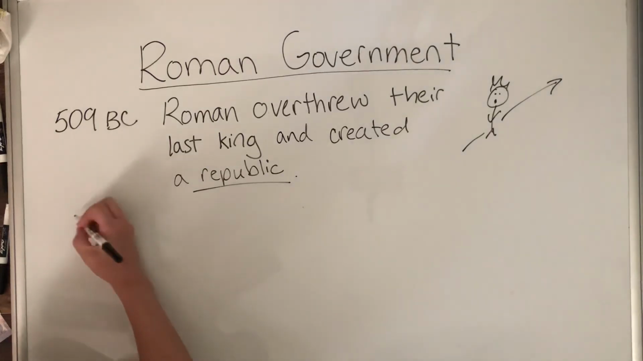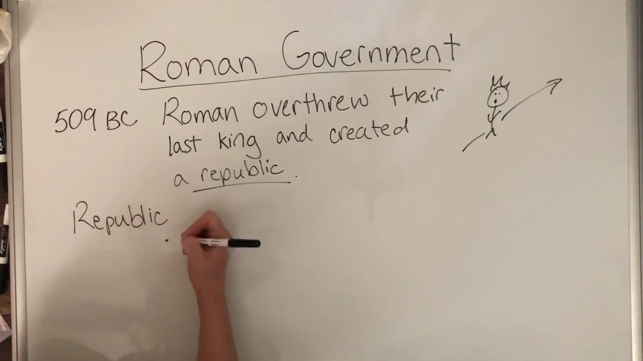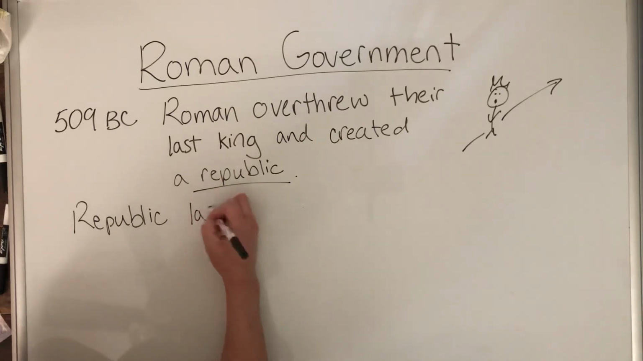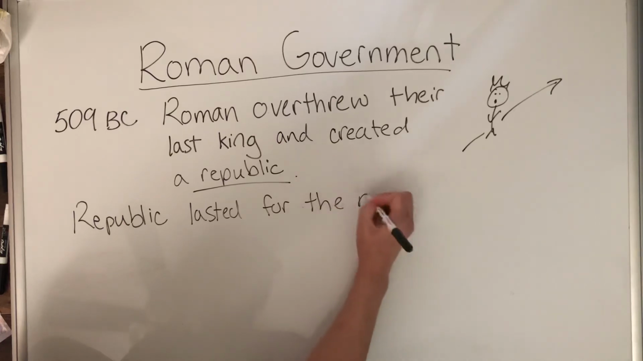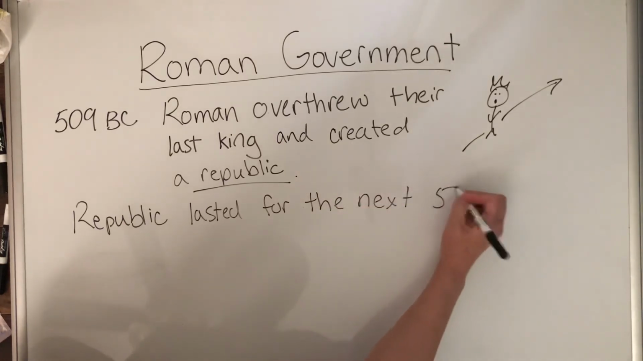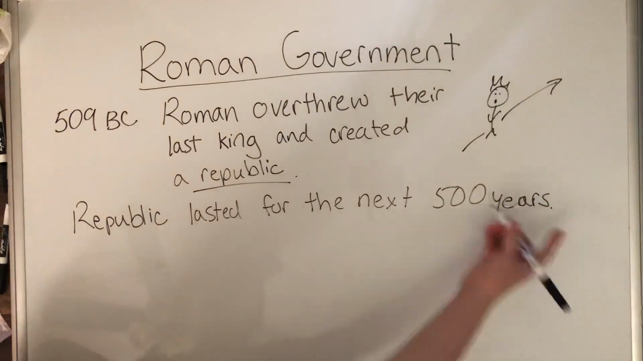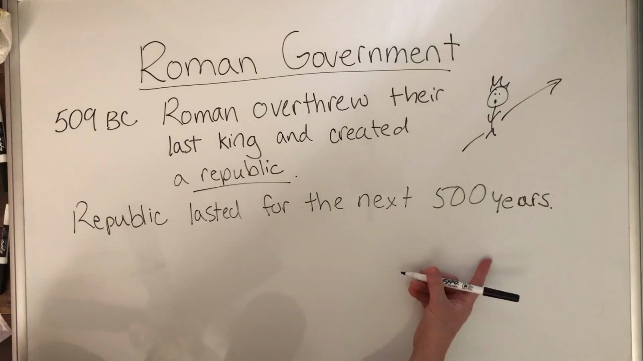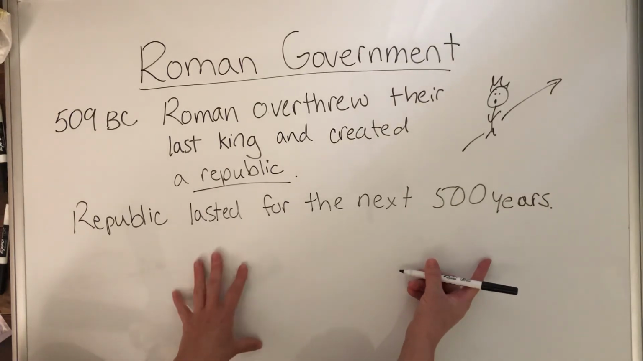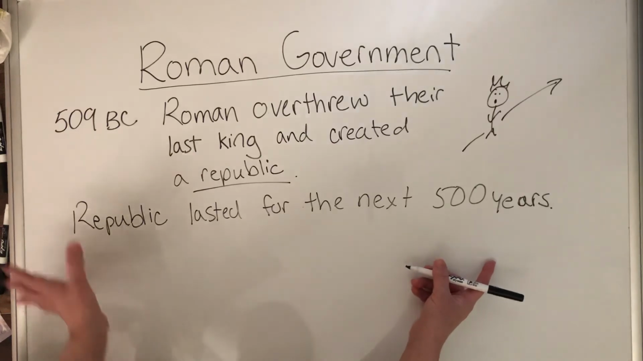So this republic that they formed, and we're going to talk about the different parts of it, lasted for the next 500 years. So we had a king first, and now we're having a republic for the next 500 years until it becomes the Roman Empire, and we have an emperor, and we're going to talk about that later.